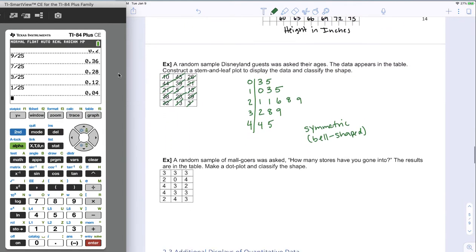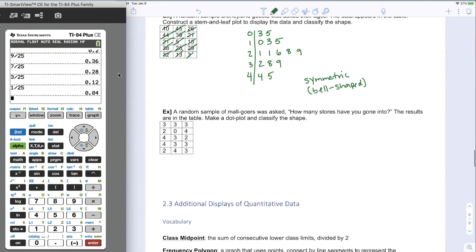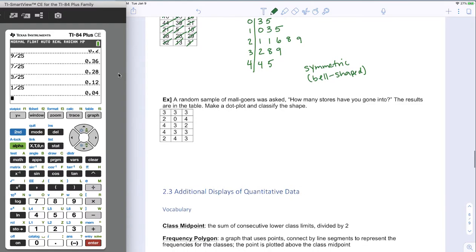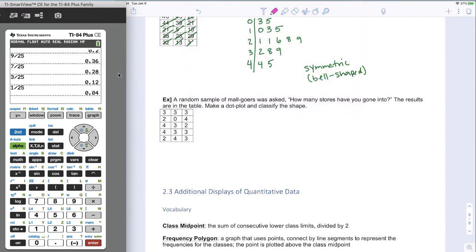One more example, a random sample of mall goers was asked, how many stores have you gone into? The results are in the table. Make a dot plot and classify the shape. So a dot plot is kind of a quick and easy graph to make for very limited numbers of data values. So it goes from 0 to 4. So 0, 1, 2, 3, 4. Labeling those, and what we're literally doing is stacking dots.